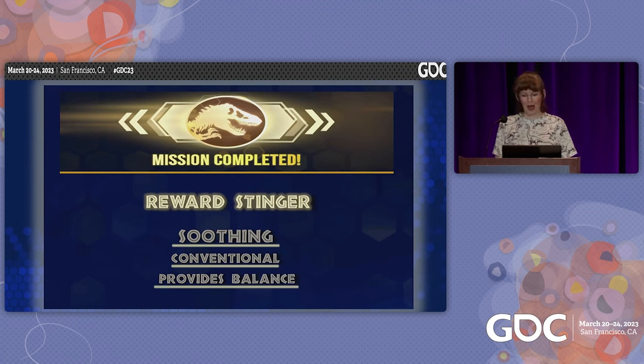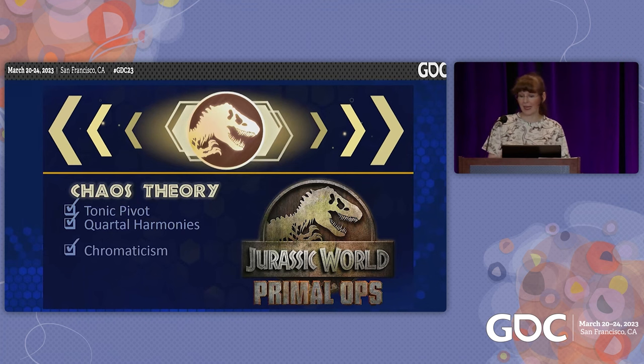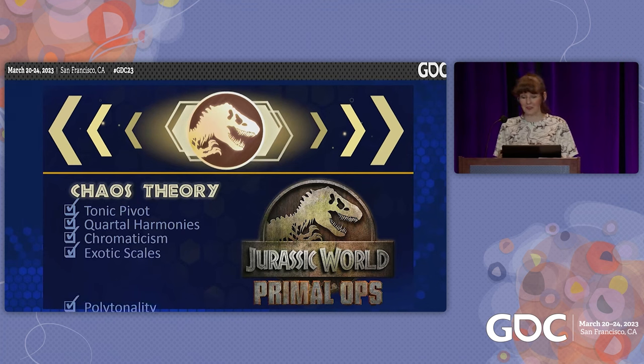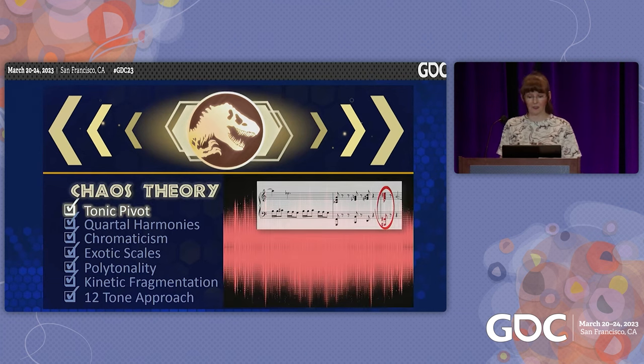Jurassic World Primal Ops needed action music that could maintain a high level of anxiety over an extended period of time. Now, over the course of this session, we've discussed why creating musical instability in our compositions can help keep players feeling on edge. We talked about why determinate cadences fulfill our expectations and how we can essentially hijack those expectations with tonic pivots that can move music in more unpredictable directions.